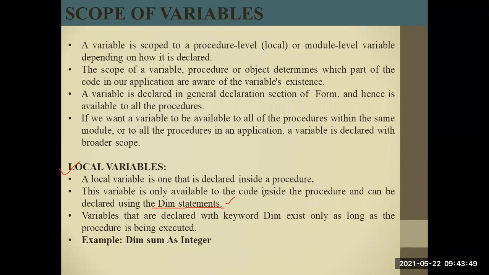Next thing, the variables that are declared with the keyword Dim exist only as long as the procedure is being executed. That means once the procedure is closed, the scope of the variable will no longer be available. The variable declared with a Dim statement can be accessed only within that particular procedure. So whenever you exit from the procedure, or whenever the procedure is not executing, we cannot access the variable.